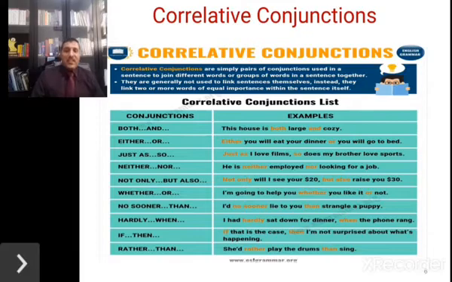Either or. Sometimes some speakers may pronounce it either, and some may pronounce it either. Either or. Either you will eat your dinner or you will go to bed. Either you study hard, as we said previously in the coordinating conjunctions, or you're gonna fail.